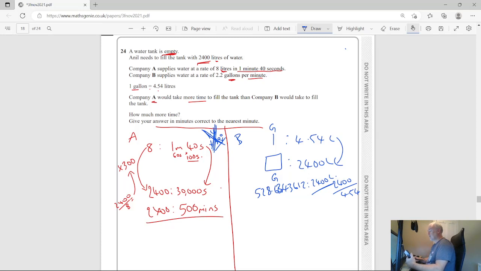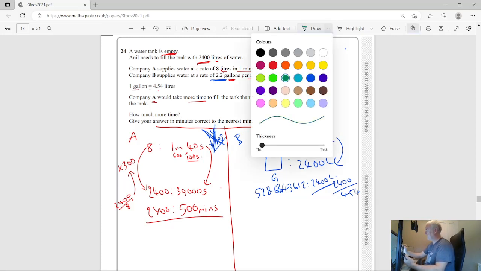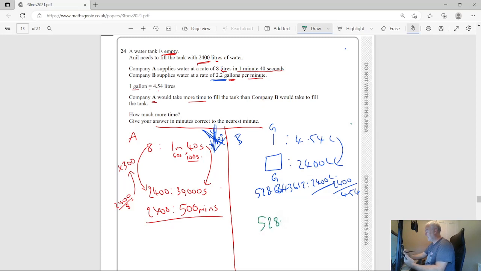Okay, so I'm going to use the whole value. I'm not going to round it at this stage. They supply it at 2.2 gallons per minute, so I'm going to take the value of 528.63433612, and I'm going to divide by 2.2. And that gives me 240.288346. We're in minutes.